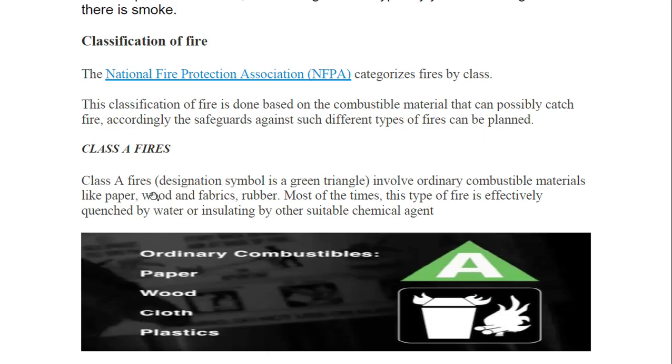Now, when we talk about class A fire, you see here in the diagram, those are solid materials like paper, wood, clothes, plastics. All these things come under class A fire. The symbol is a green triangle, with a white A on a green background. This denotes this class of fire wherever you find it. So this is also important: the color coding for class A fire. It involves ordinary combustible material like paper, wood, fabric, rubber. Most of the time this type of fire is effectively quenched by water or by insulating with other suitable chemical agents. So the class A extinguishers that you find generally have only water.